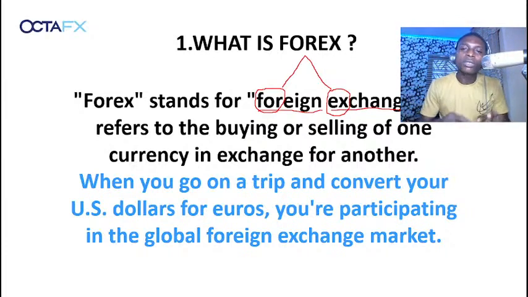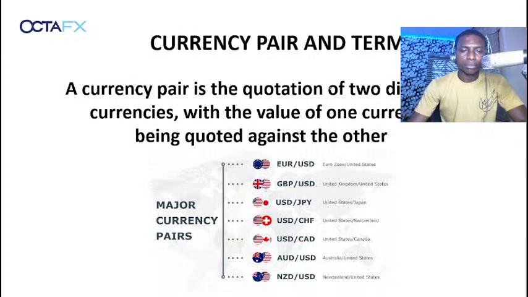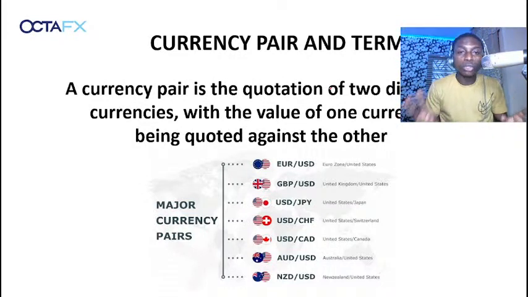So you are converting one currency for another currency. The moment you are buying one currency, you are getting another currency in return. That is foreign exchange, right? Okay. Now in foreign exchange, currency pairs are what is being traded. Currency pairs are made up of 2 different currencies. Just like when you say a pair of shoes, you know there are two shoes, right? So they say a pair of shoes.